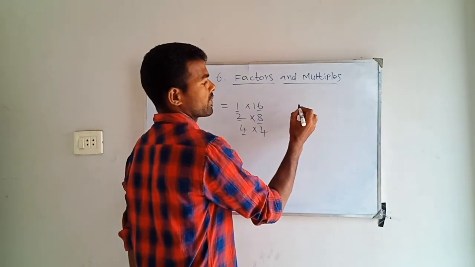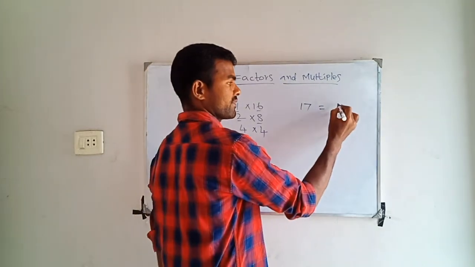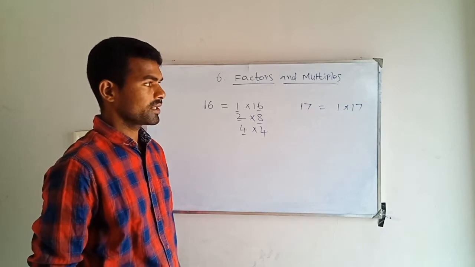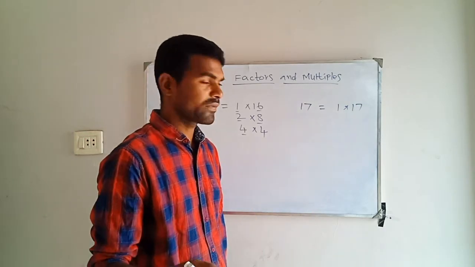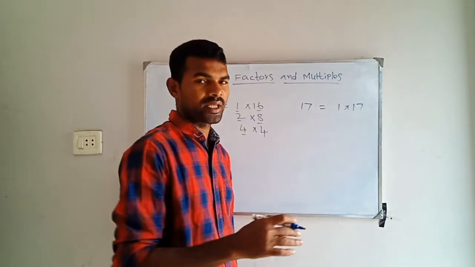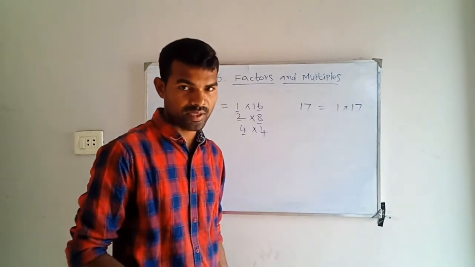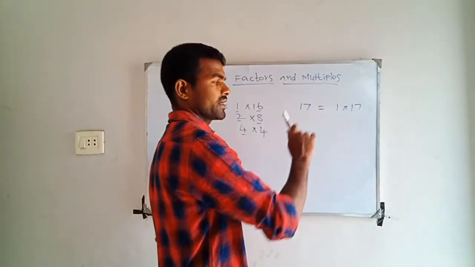Let us see one more number, 17. 1 multiplied by 17 is 17. Any other number you can multiply with, 2, 3, 4, 5, any number? There is no number. Only these two numbers we are using for multiplying to get 17: 1 and 17.